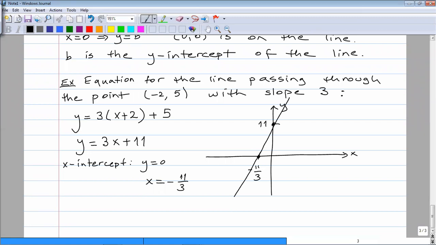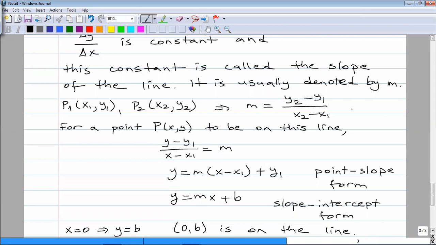And another thing to be careful about when you're finding the slope: the order in the numerator and denominator must be the same. So if you take in the numerator y2 minus y1, in the denominator it should be x2 minus x1. But if you take in the numerator y1 minus y2, then in the denominator you have to take x1 minus x2. So the order must be the same, but otherwise you can do it in either order.